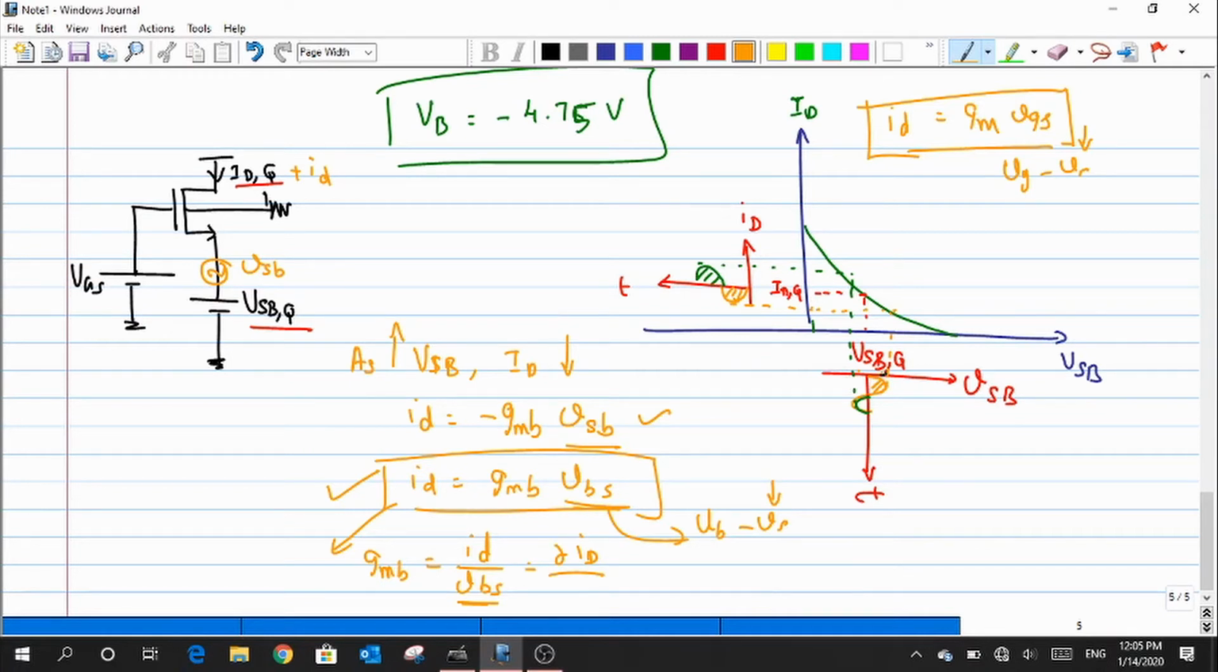Differentiation is nothing but how much this VBS is getting varied around that particular Q point, and that is what I am trying to measure. So it would be dou ID by dou VBS. Is that clear? This is the same phenomenon that we did even in the last class. Even for that, the GM was expressed as small ID by small VGS, or in short, it is written like this. So this VGS and this VGS are supposed to be the same. So we are trying to measure this wiggle just by taking the differentiation around the Q point.